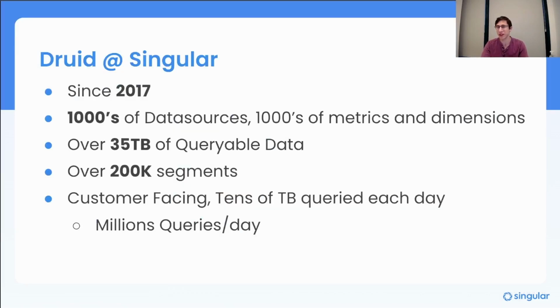And we've been using Druid at Singular for quite a while, since the beginning of 2017. We have thousands of data sources with thousands of metrics and dimensions in order to give that proper granularity that we so dearly crave. There's over 35 terabytes of queryable data available in the cluster at any point. There's over 200,000 segments. And again, it's customer facing, which means we have tens of terabytes queried every day, with millions of queries every day. It's as customer facing as it gets.